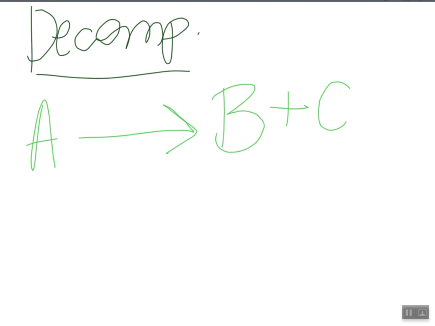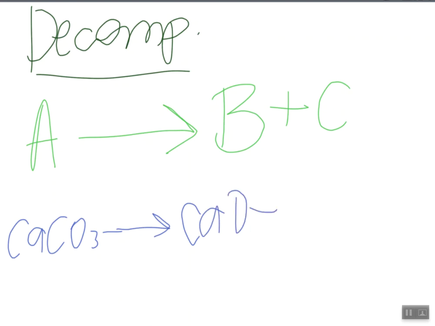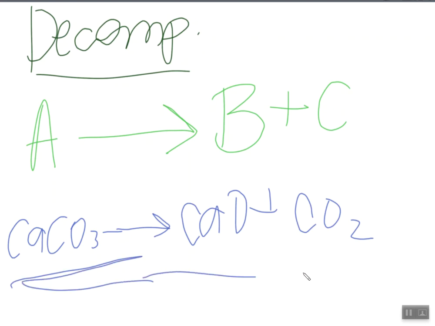let's say CaCO3 goes to CaO plus CO2. So as you can see, CaCO3 decomposes into CaO plus CO2.